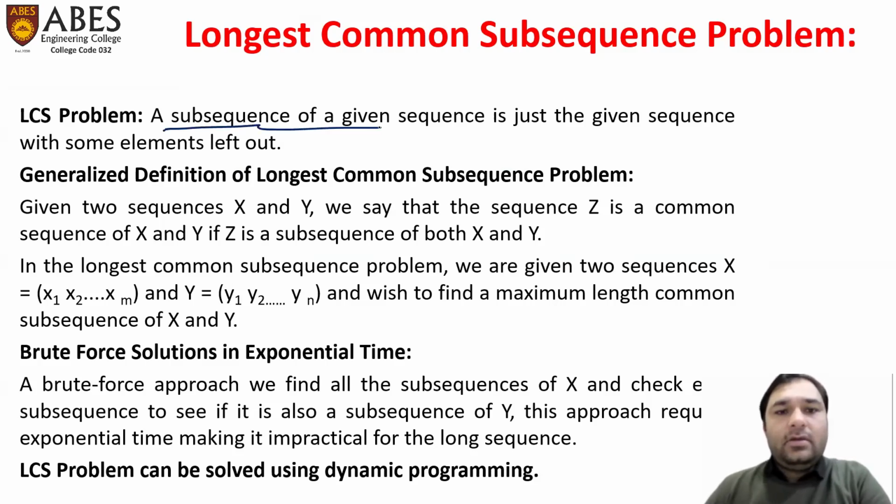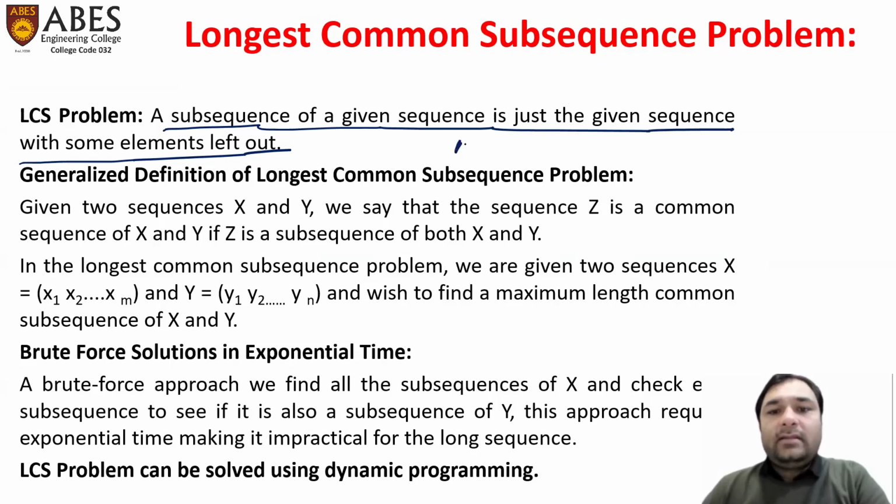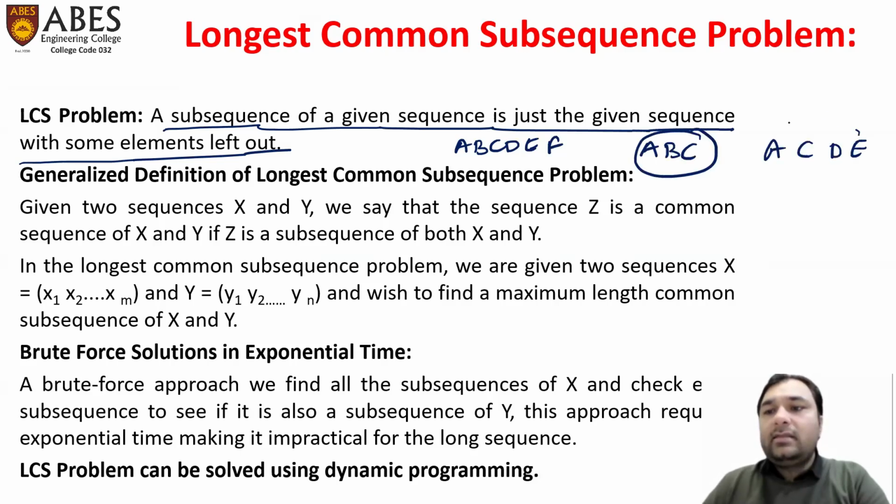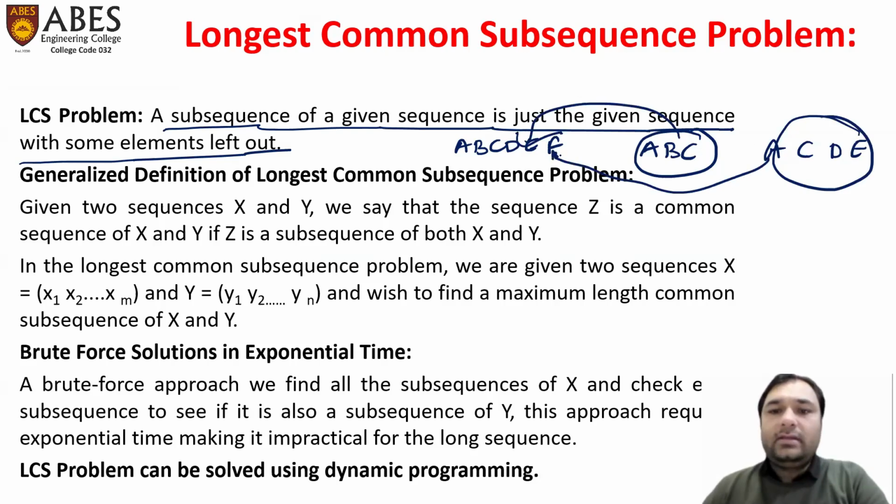A subsequence of a given sequence is just a sequence with some elements left out. Let's suppose there are some elements A, B, C, D, E, F, then A, B, C is a subsequence, and A, C, D, E is also a subsequence of the following sequence.